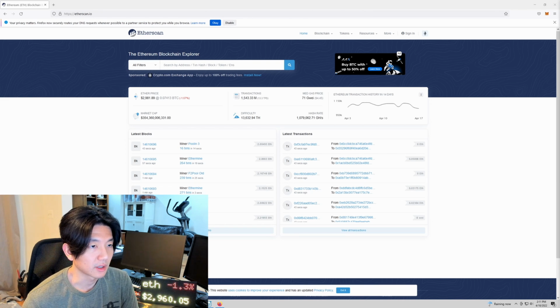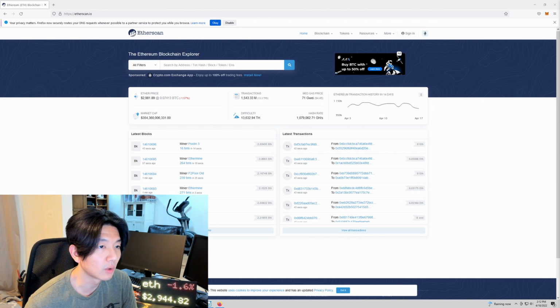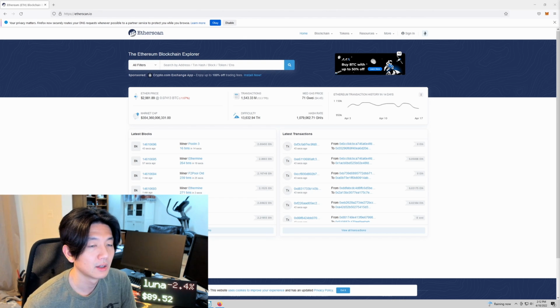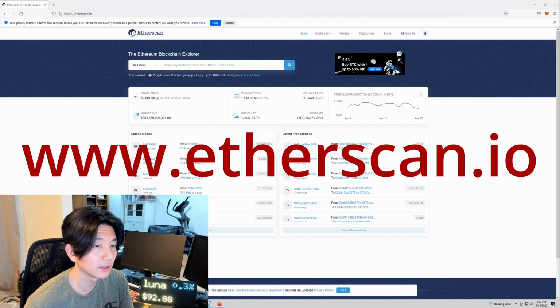So what is Etherscan? It's a website tool you can use to examine the Ethereum blockchain, such as viewing wallets and transactions that occur on the blockchain network. This tool is called a block explorer, and every blockchain has one. For Ethereum specifically, it's called Etherscan. You can find it on etherscan.io.